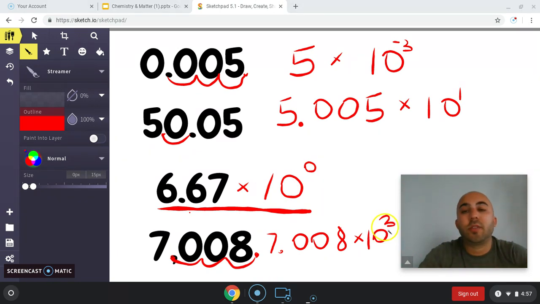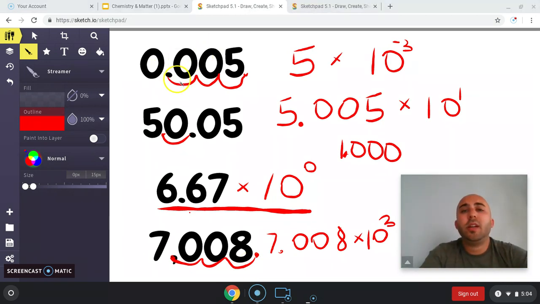10 to the 3 is really just another way of expressing 1,000, because if we have 10 to the 0 is 1, and 10 to the 1 is 10, then 10 to the 2 is 100, and then 10 to the 3 would be 1,000. So I'm really saying 7.008 times 10 to the 3, which is times 1,000. Let me get that comma in there. That's a very sloppy comma. And so if I were to multiply 7.008 times 10 to the 3, or times 1,000, I would move that decimal point and I would get 7,008.